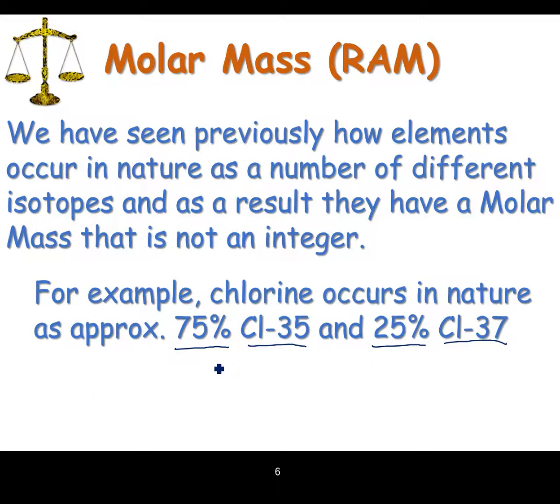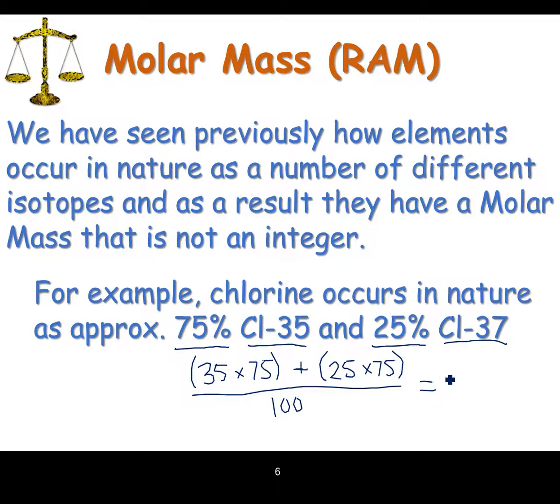Just for argument's sake, to remind you of how this works, it's going to be 35 times 75 plus 25 times 75. Okay, I know I have these reversed, but basically you've got percentages multiplied by mass, percentage multiplied by mass, and then you take that whole thing and divide it by 100, and that gives you the average atomic mass of 35.5 grams, the relative atomic mass, or the molar mass.